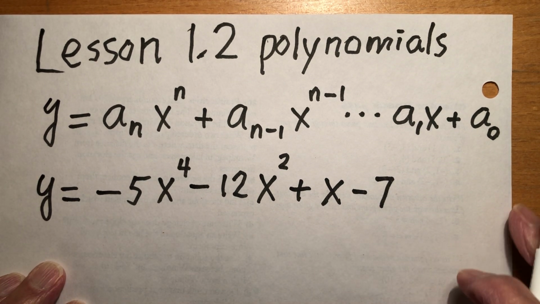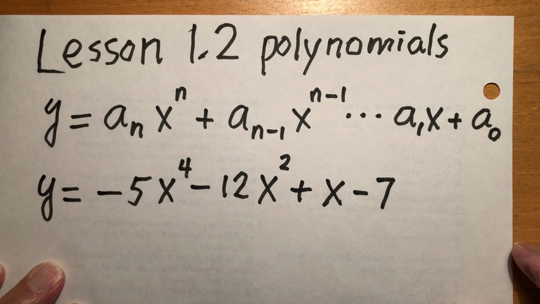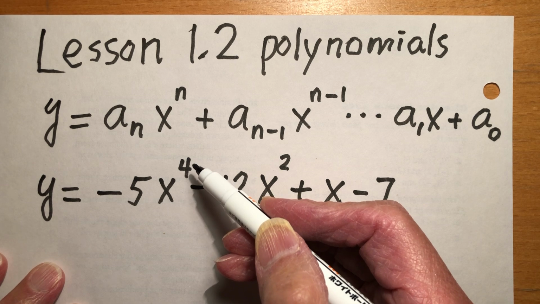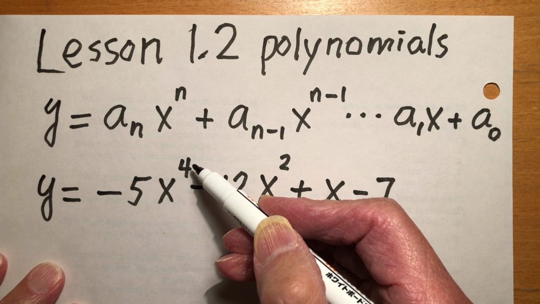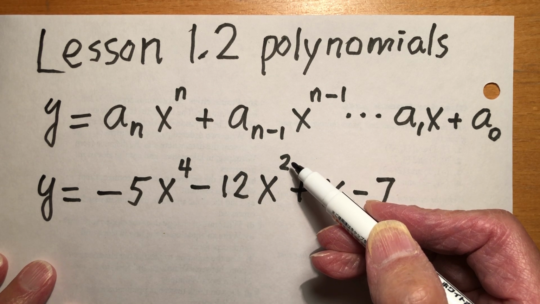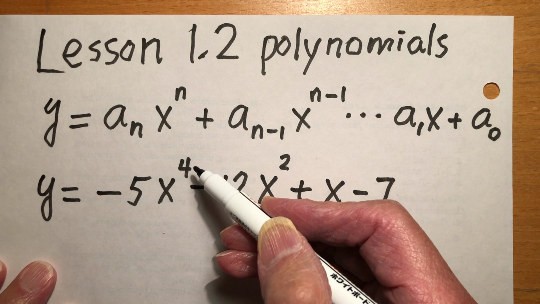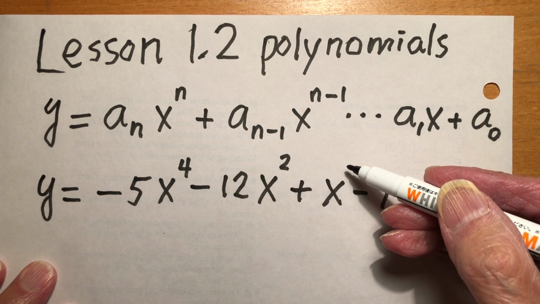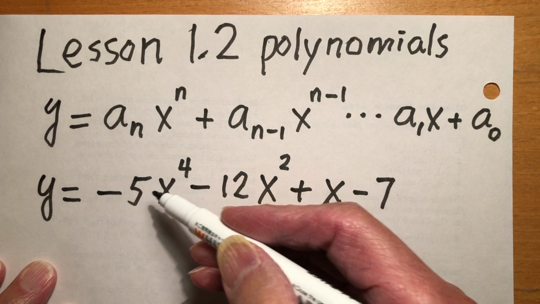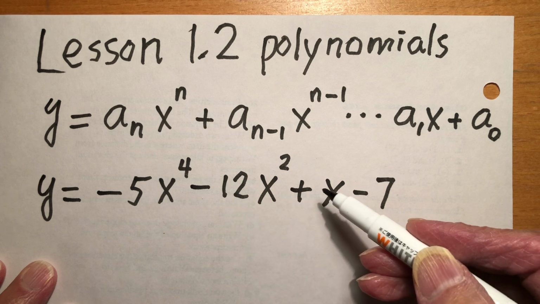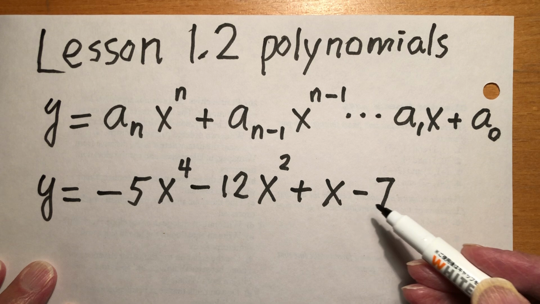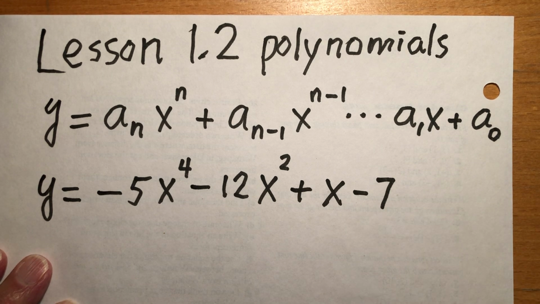This is a polynomial. You see, the exponents are positive numbers, positive integers. This one is a positive integer. And these numbers, here, this is 1, negative 7, they are real numbers.